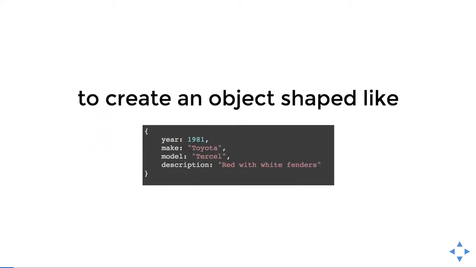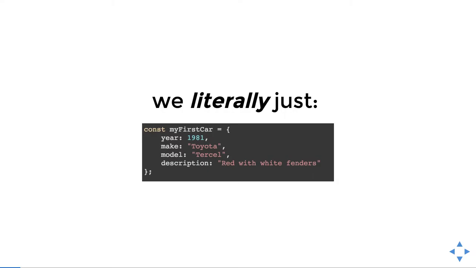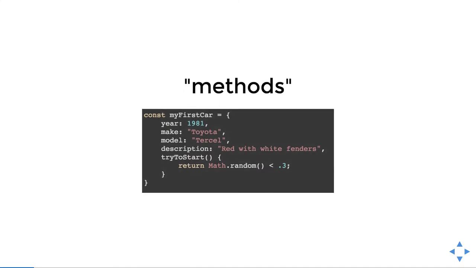Okay. So in JavaScript, if you wanted to create an object shaped like this that describes my first car, we literally just do that. Anyone who's written JavaScript is probably pretty familiar with this. So what about methods, if you're into that sort of thing? It's the same thing. You literally define it right there inline, okay?